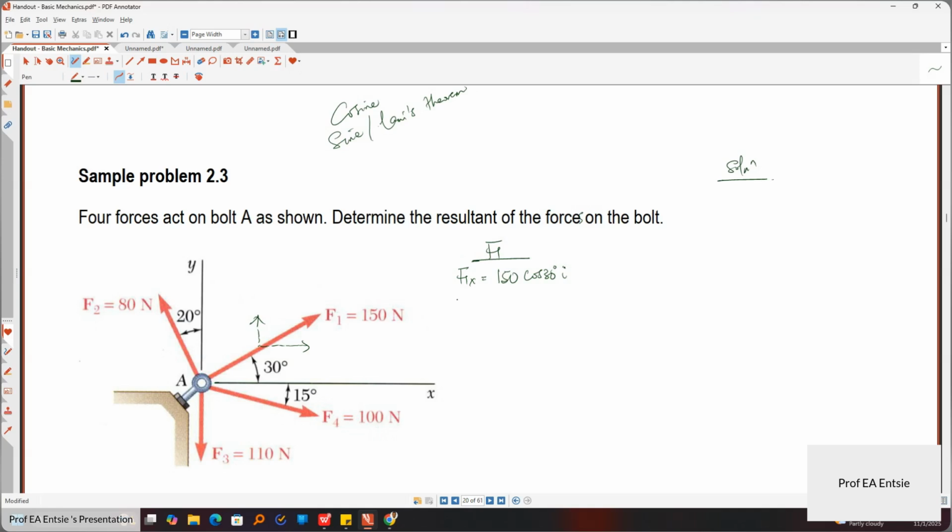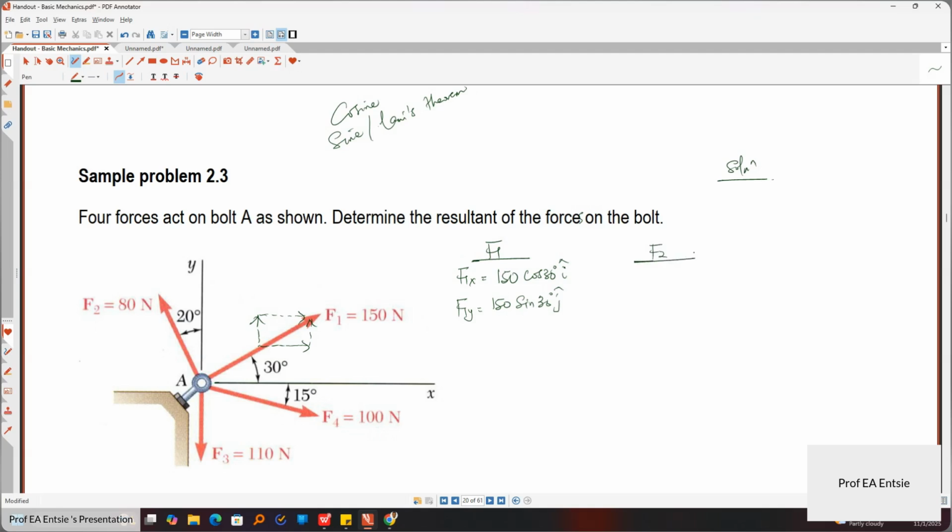Then the y component of F1 too will go up. So it's like this: go up, then the x component. This is what we call the rectangular components of the force. So this is 150, because the force is 150, then sine, what is the angle it makes with the horizontal? 30. And this will be j. Then we move to F2.